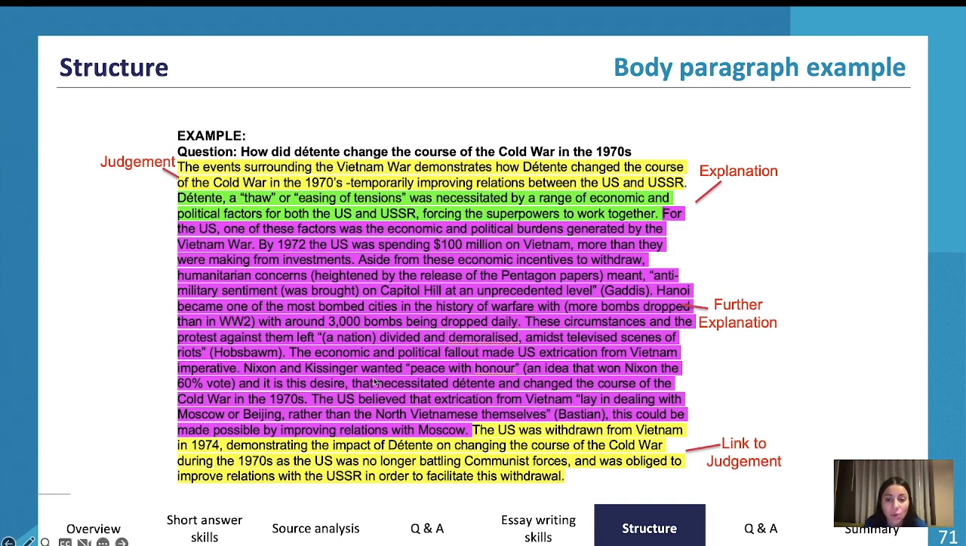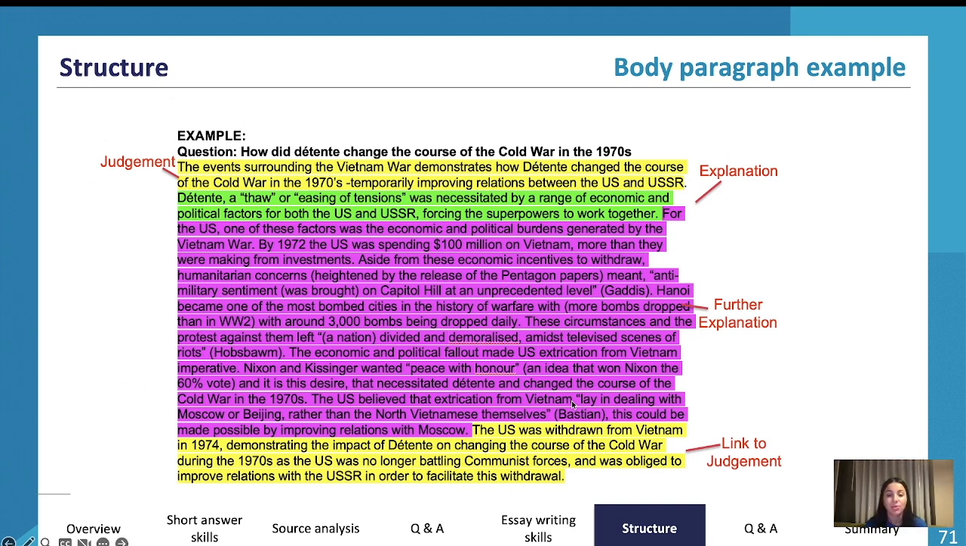And then throughout it, it's also got this Gaddis quote, which was from a historian, and it's also got this Bastien quote from a historian. So it's going back and forth with details, statistics and historian quotes. And you can see how that is a lot stronger than just saying, for example, this historian proved this, and then this historian also said this. Oh, by the way, this historian said this too.